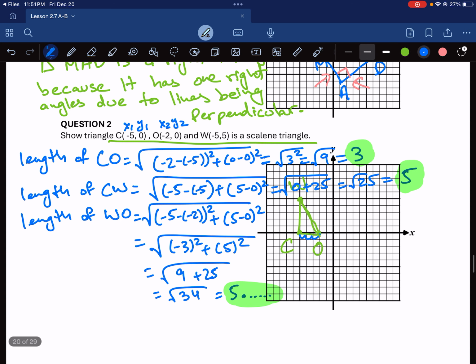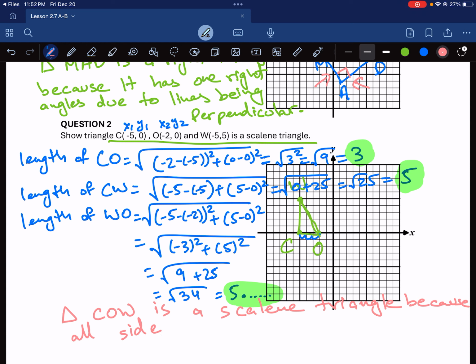So all you have to do is write a sentence. So you're going to write: triangle COW is a scalene triangle because all sides have different lengths, as we showed by using the distance formula.